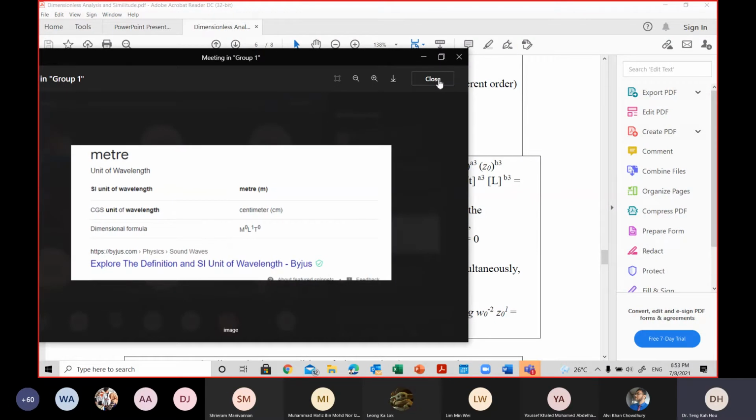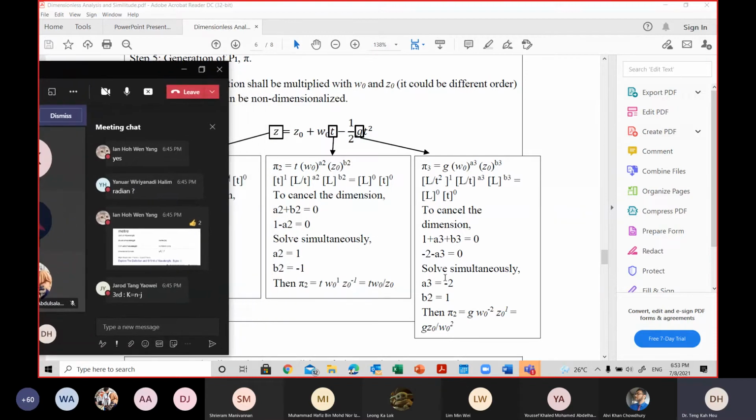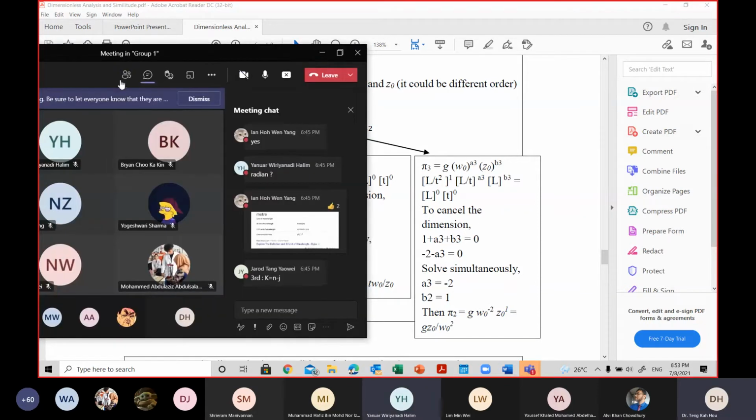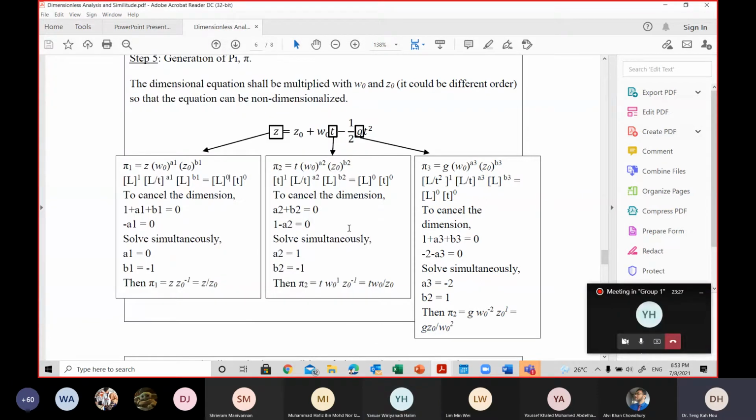Yep, wavelength, okay. For this part, everyone understand? Yes, sir. Okay. Make sure you understand class, because yesterday class, even though during the class I keep mentioning, do you guys understand? Can you follow me? But anyway, after the class, still quite a number of students come to PM me. How do I find this 1 plus A1 plus B1? Okay, still processing. So that's why I make it clear to you. You don't need to process.